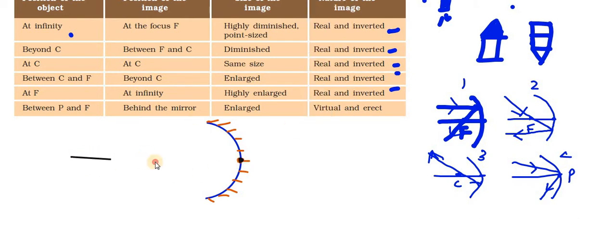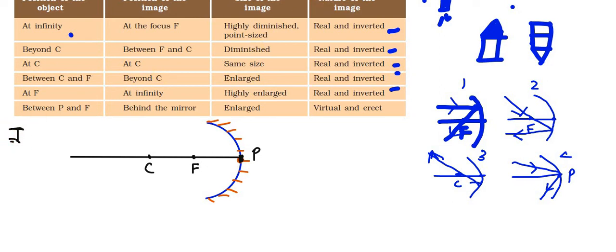First case, this is the principal axis. And this is the pole P. Then here this is the center of curvature, and here this is the F. Now, an object is placed at infinity. Where the object is placed we don't know, somewhere here one object is placed. Suppose you can say this is the object.